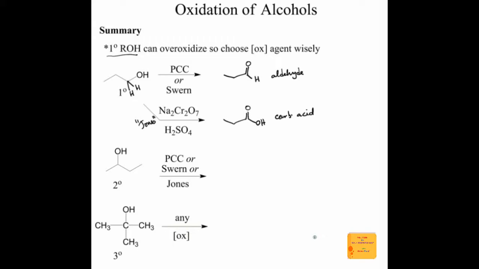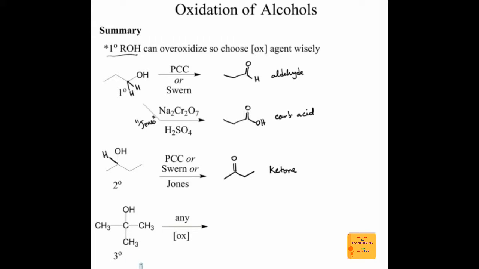A secondary alcohol, on the other hand, has just a single CH bond that can be lost. And so any oxidizing agent, PCC or Swern conditions or Jones reaction conditions, will oxidize it up to the carbonyl, and there's no further oxidation that can take place. So a secondary alcohol is going to give a ketone product regardless of which oxidizing agent we choose. Let's take a look at a tertiary alcohol.